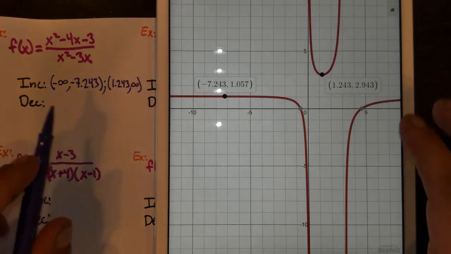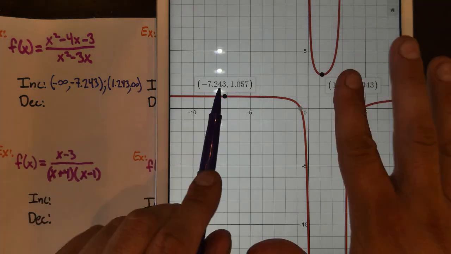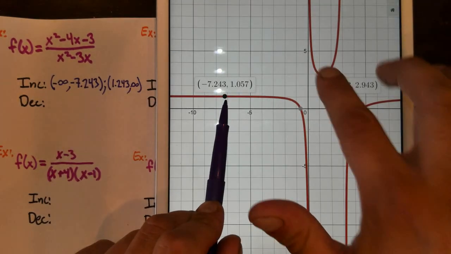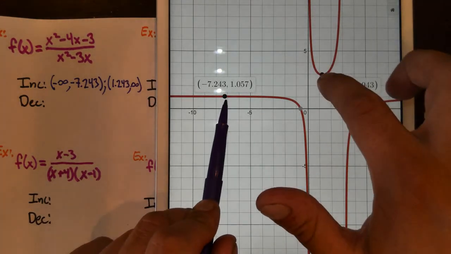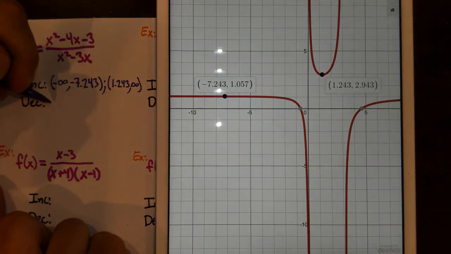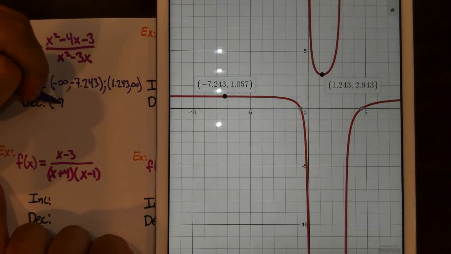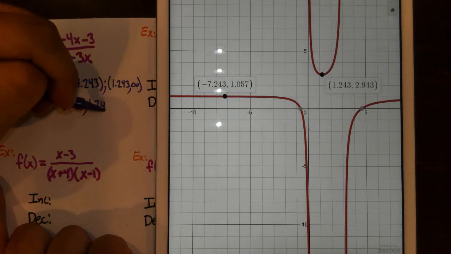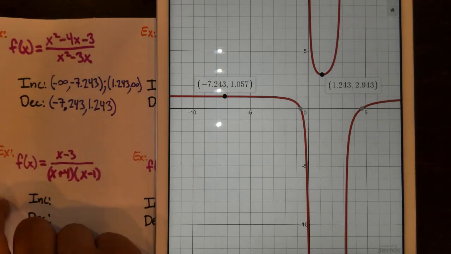Now the portion in the middle is where it's decreasing, in between where my index finger is and my pen is, between these 2 points. So it's going to be decreasing from negative 7.243 to 1.243, just like that.